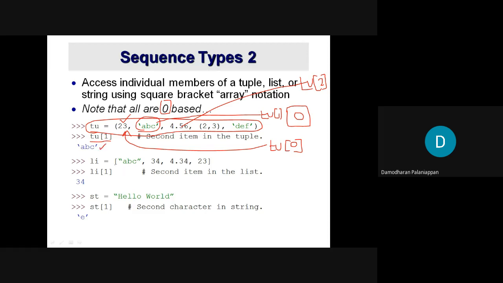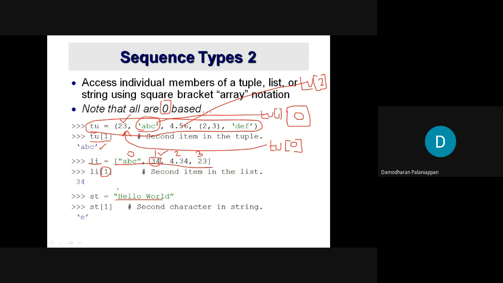In this way the list is also accessed. The index value starts from 0, 1, 2, 3. If I want to print 34, I use li of square bracket 1. Now 34 will be printed. Like that for the string, we can take a single quote string, double quote string, or triple quote string, and access it by using the index value.